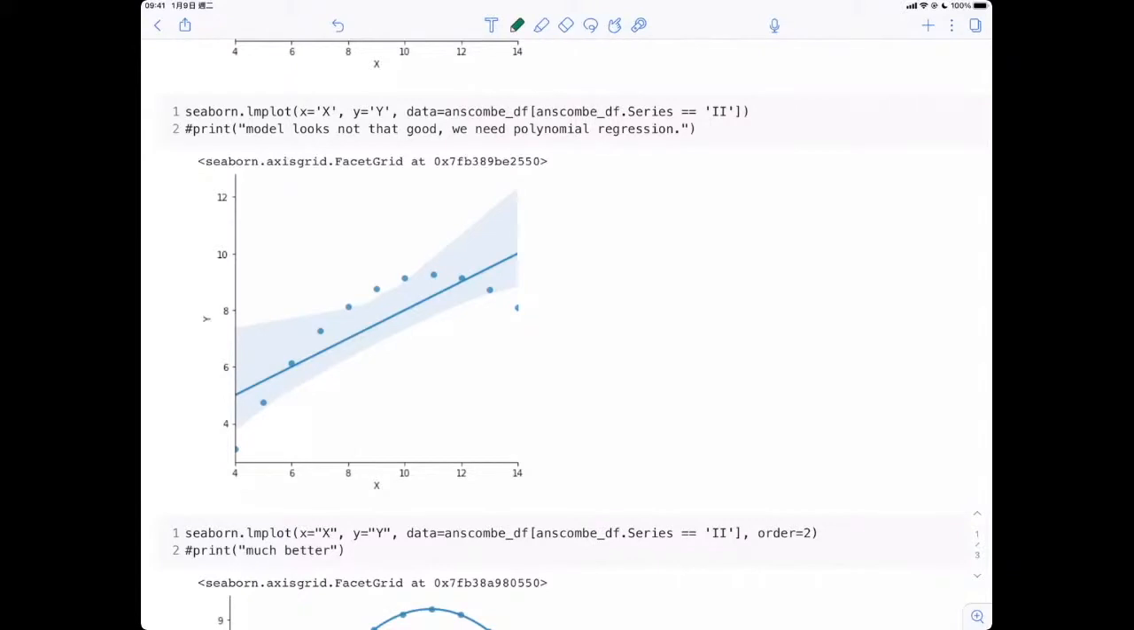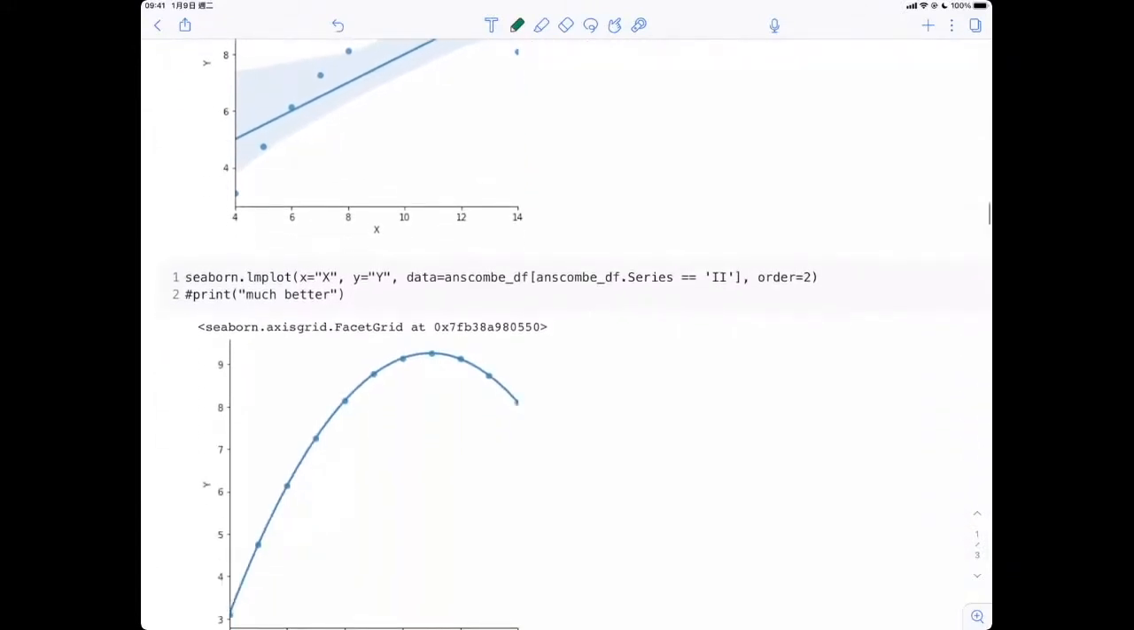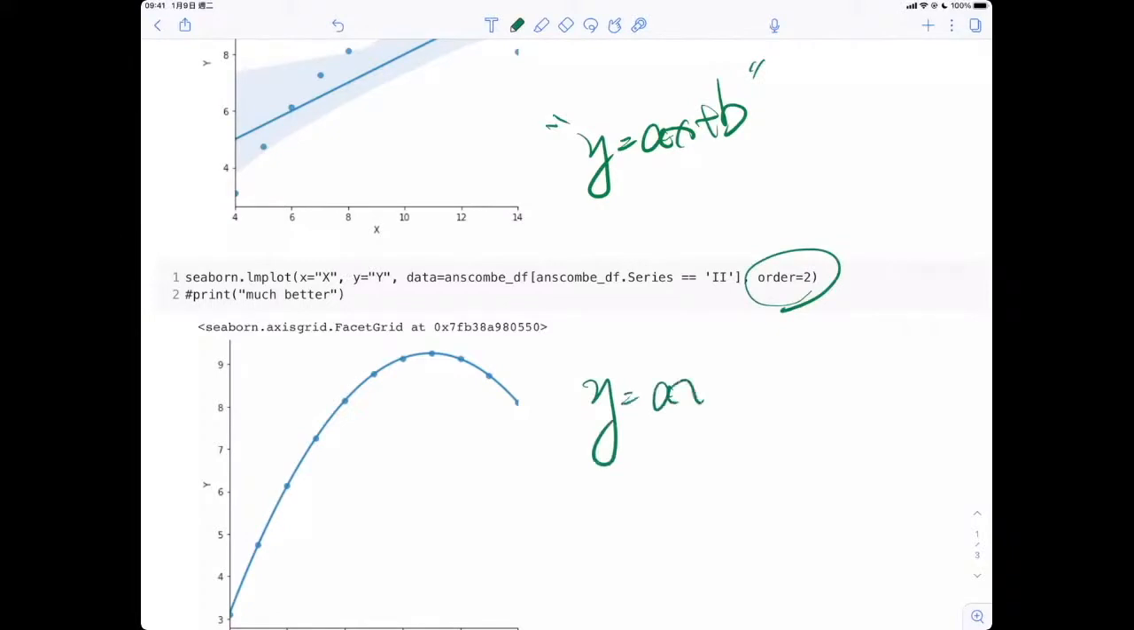So here, I use this package, okay? The order equals 2, right? I don't want to use such a linear relation to describe this data. Order of 2 means I want to use this formula to describe the relationship between x and y. So it will try to find the best order of 2 line, which is the curve, to describe it. So this is much better.